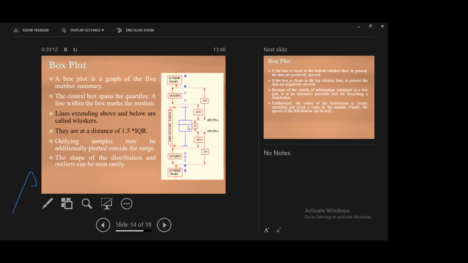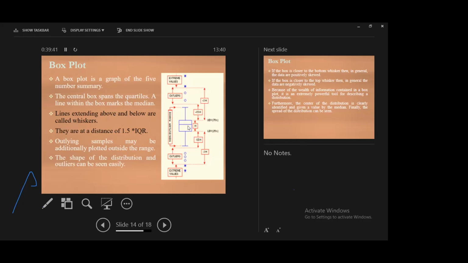Then if we see the line at the top of this box, that is your third quartile or Q3. And if we see the line at the bottom, that is your first quartile or Q1. So ये डब्बा तो clear हो गया, Q1, Q2 and Q3. Now Q2 is your median. So we have Q1, that's the first quartile. Then you have Q2, that's the second quartile. And you have Q3, which is the third quartile.